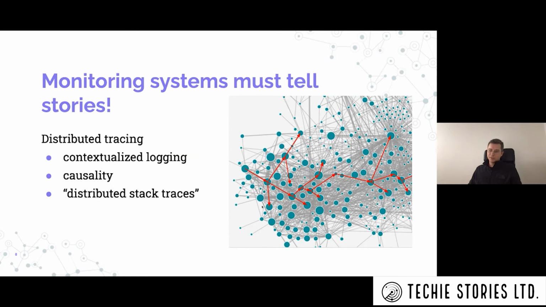Nowadays in the industry, we call distributed tracing the third pillar of observability, a new signal that we are able to collect. But when you think about it, it's nothing else than contextualized logging. You can think about it as a logging message that has a unique ID for the transaction or for the request that goes through multiple systems. And then there is also causality, so you know which operation happened because of which operation.